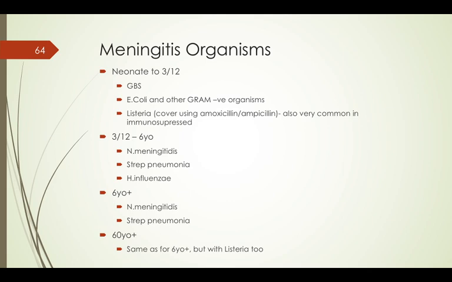Listeria is also very common in the immunocompromised. Those between the ages of 3 months to 6 years have the classic causes: meningococcus, pneumococcus, as well as Haemophilus influenzae. Those above 6 years of age, likelihood is meningococcus and pneumococcus, and those 60 years plus is the same as those above 6 years of age, but with listeria added too.